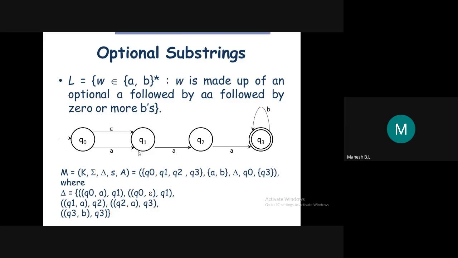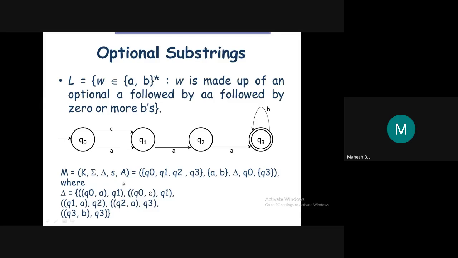Here we have the components of this NDFSM. K, how many states are there? 4: Q0, Q1, Q2, Q3. Sigma is nothing but A comma B. Delta we have defined below. The starting state is Q0, the accepting state is Q3. Then delta.